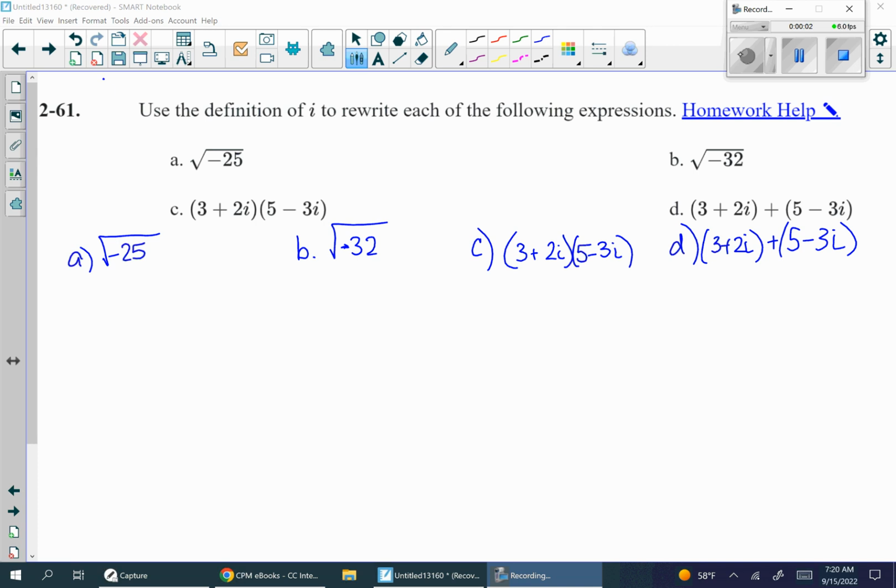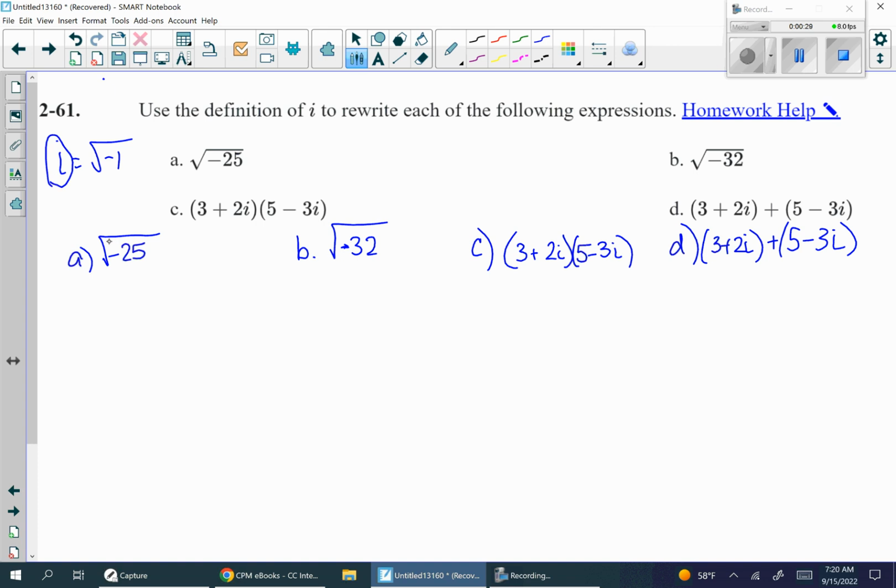CPM Math 3, Problem 2-61. We're being reintroduced to the concept of i as the imaginary number. One thing it's very important to remember is that i is actually equal to the square root of -1. In our mind, we think the square root of -1 can't exist because there is no number times itself that equals -1. So we just use this letter i as a placeholder for it in order to be able to move forward into problems.